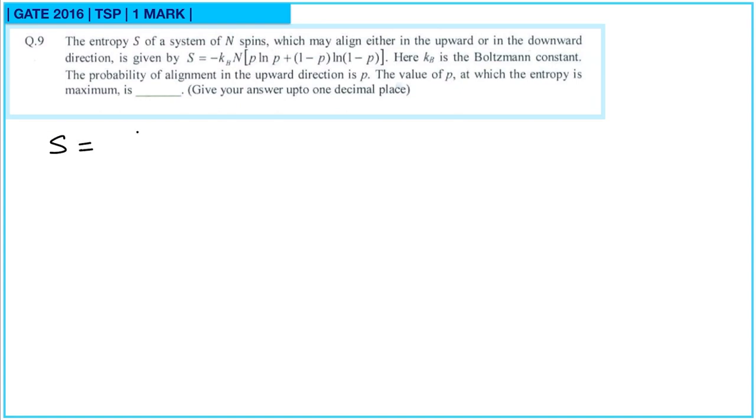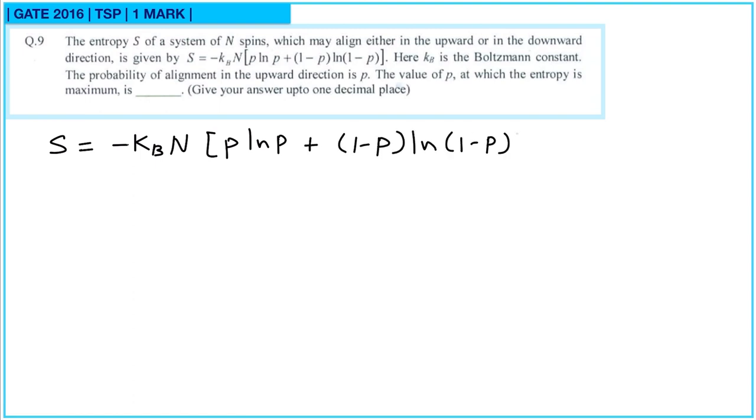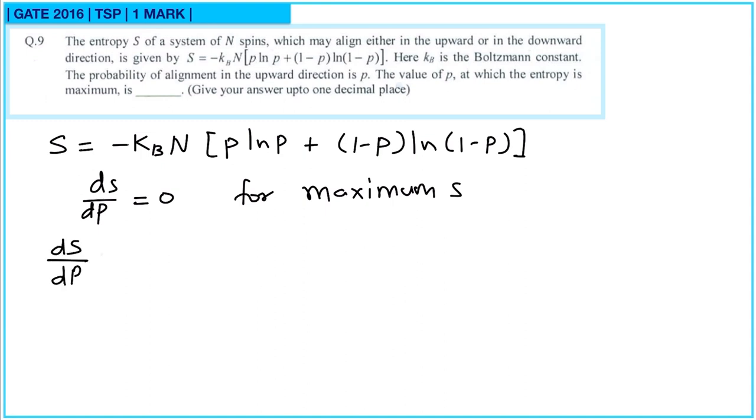So here we have S is equal to minus of Kbn in bracket P ln of P plus 1 minus P ln of 1 minus P. And it will be maximum when dS by dP is equal to 0 for maximum. So let us take derivative of S with respect to P.